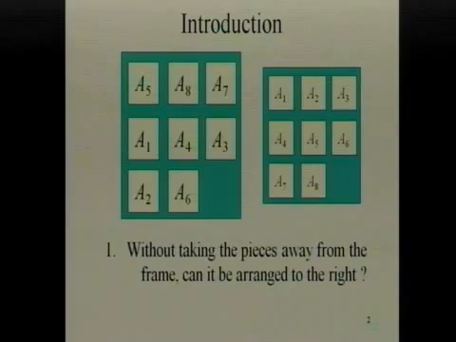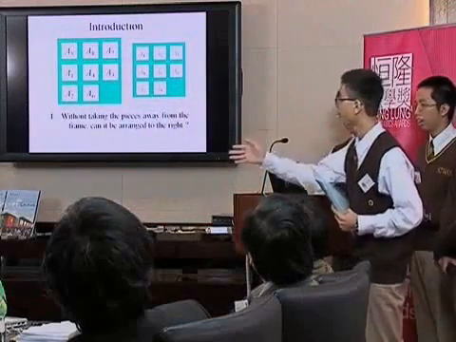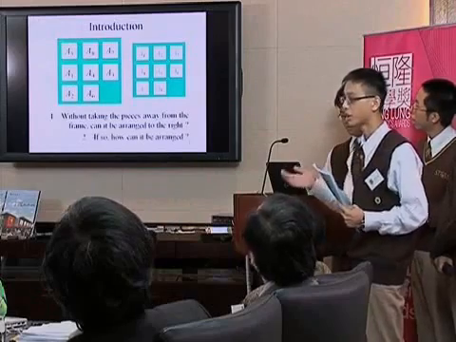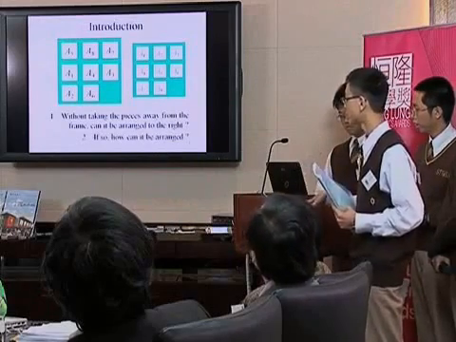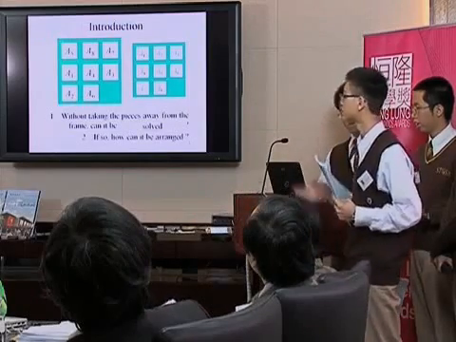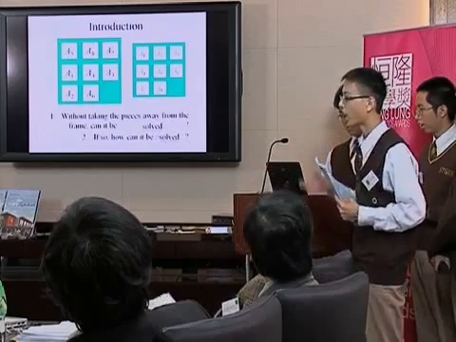The first one is, without taking the pieces away from the frame, that is, using legal operations, can the left be rearranged to give the right? And the second is, if so, how can it be rearranged? Technically speaking, can we use legal operations to solve the left puzzle? And if so, how can it be solved?